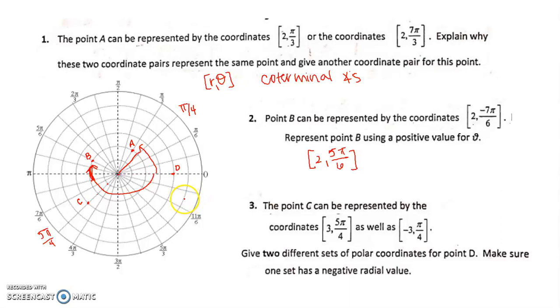Give 2 different sets of polar coordinates for point D. Make sure one set has a negative radial value. So first off, looking at D, it is on 1, 2, 3, the fourth circle. So essentially I know one of mine can have 4 for r, but the other one needs a negative 4. Try doing those if you have not already.